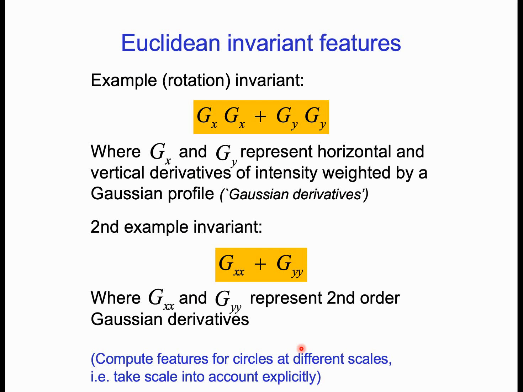Schmid and Mohr used rotation invariant features, and they proposed two of them. One of them was these Gaussian derivatives, which we've seen before. It was basically a product of the x derivative plus the y derivatives. The second example was the second order Gaussian derivatives, where they added Gxx, so the second order x derivatives, and the second order y derivatives. Now, we've seen that both of these features are actually rotation invariant. However, they are not robust to scale differences, so that's why you need to take multiple regions of interest at different radii to gain such robustness.